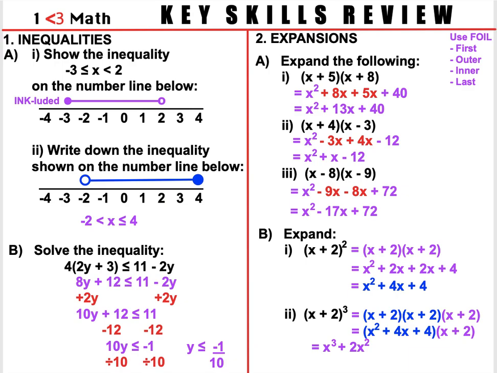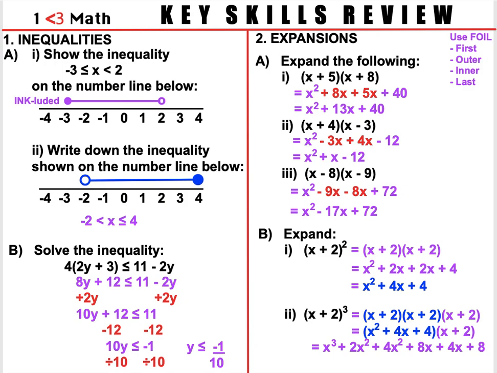So then I'm multiplying the 4x by the x. 4x multiplied by x is 4x squared. 4x multiplied by plus 2 is plus 8x. And then finally, I'm going to do the plus 4 multiplied by the x, which is plus 4x, and the plus 4 multiplied by the plus 2, which is plus 8.